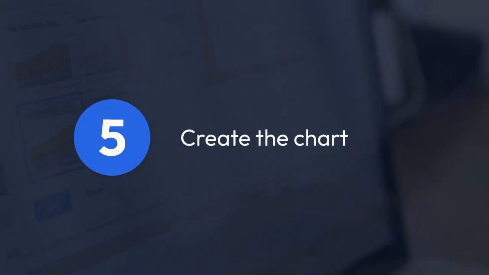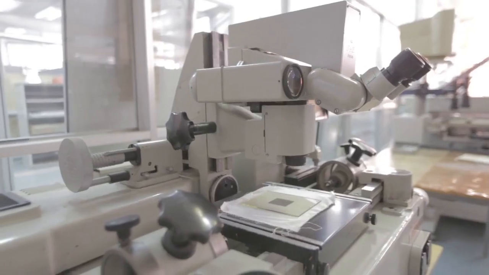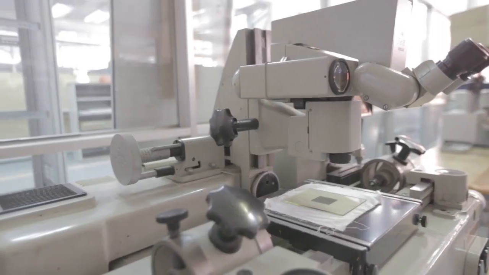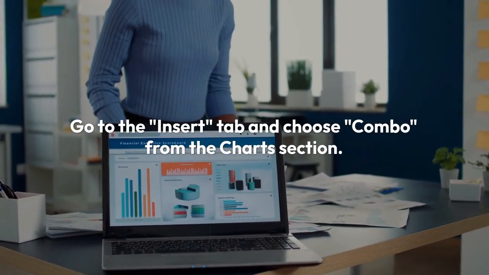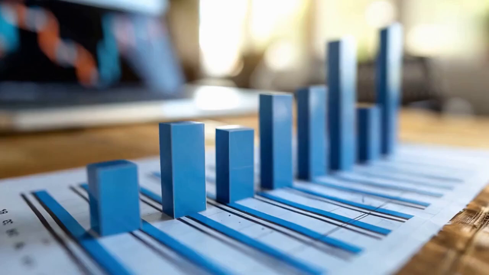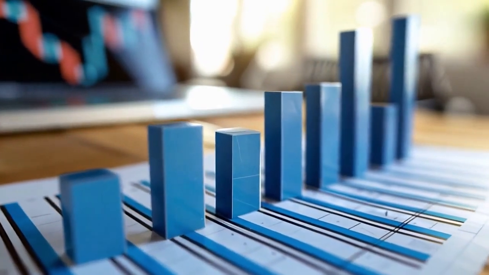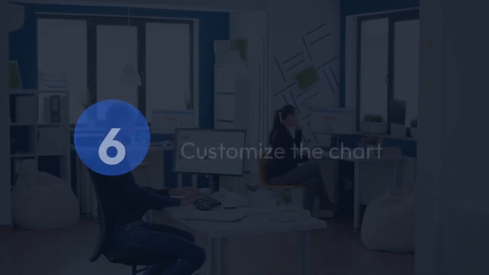5. Create the chart. Select all four columns: defect type, frequency, cumulative frequency, and cumulative percentage. Go to the Insert tab and choose Combo from the Charts section. Choose a chart that combines clustered columns and a line chart.